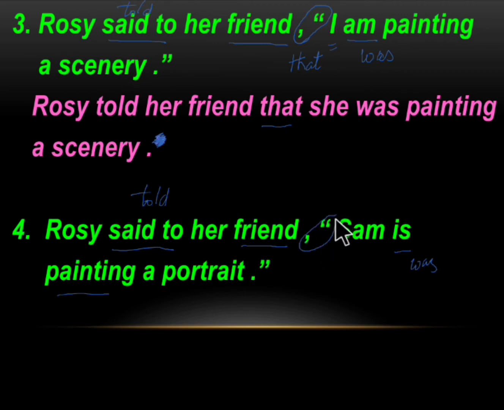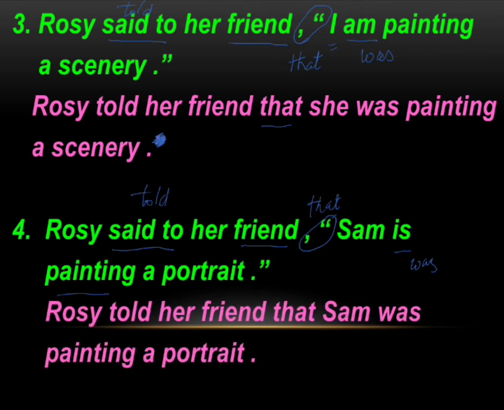This punctuation will change to that. We have to remove the punctuation, and to connect the reporting part and the reported part, we use a connector, and that is that. Let us see the indirect speech. Rosie told her friend that Sam was painting a portrait.